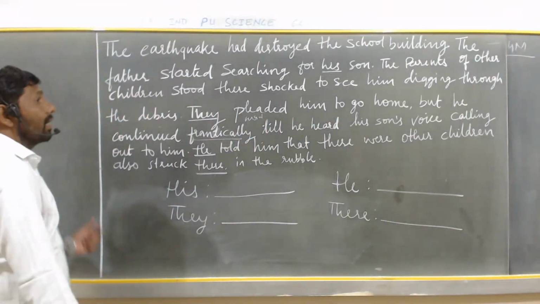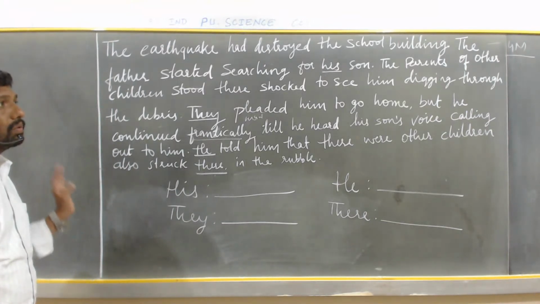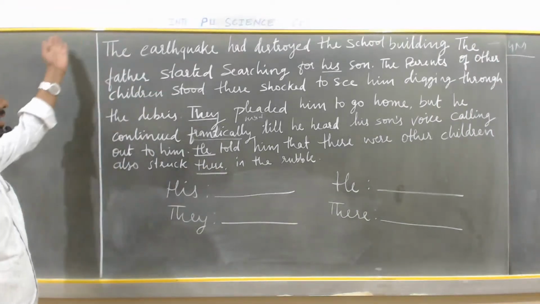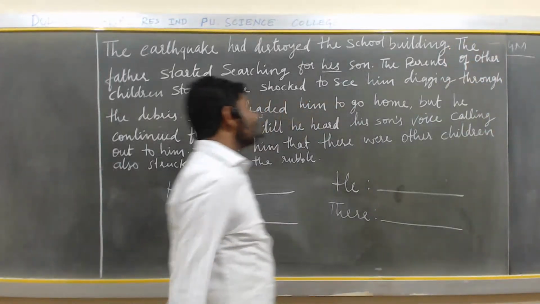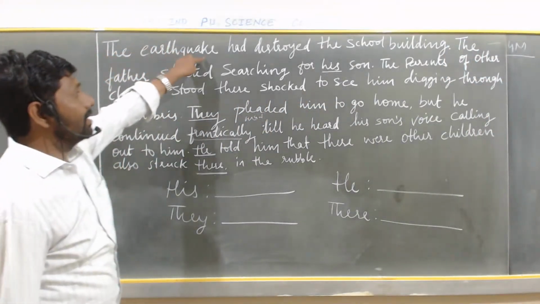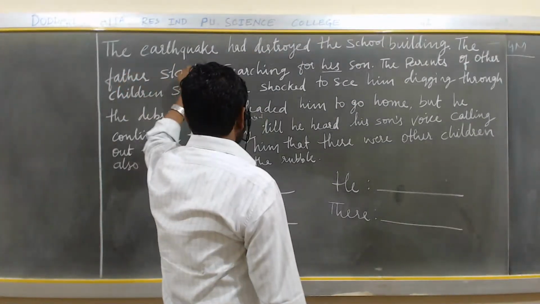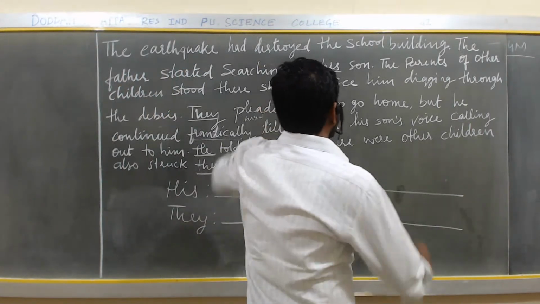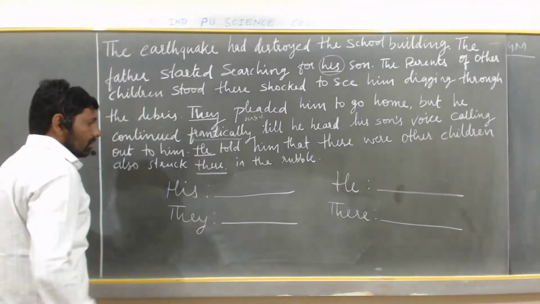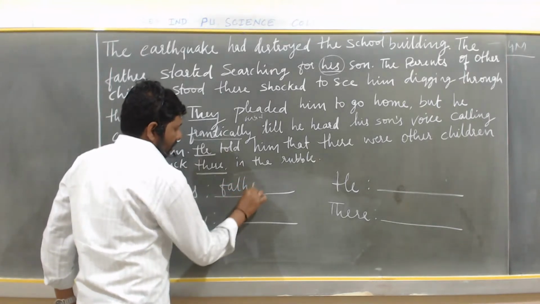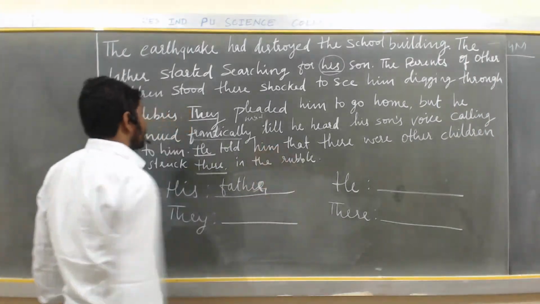Now read the line and keep in mind, dear students, while answering this question, you should read the earlier line before this carefully. The earthquake had destroyed the school building. The father started searching for his son. So his refers to whom? So here his refers to father. His refers to father.